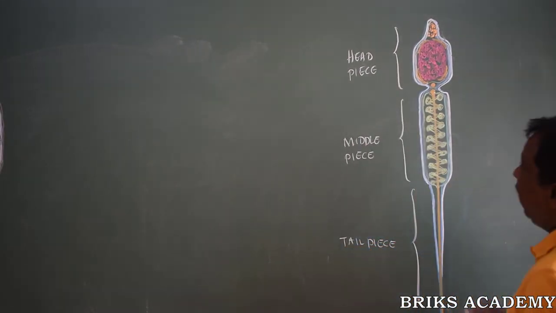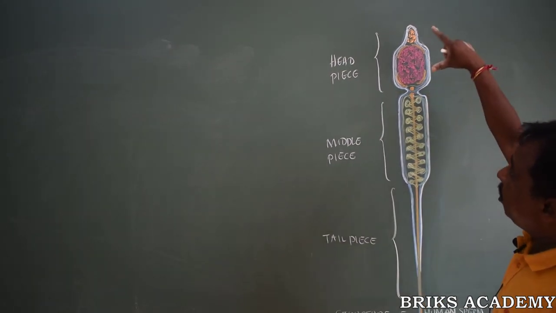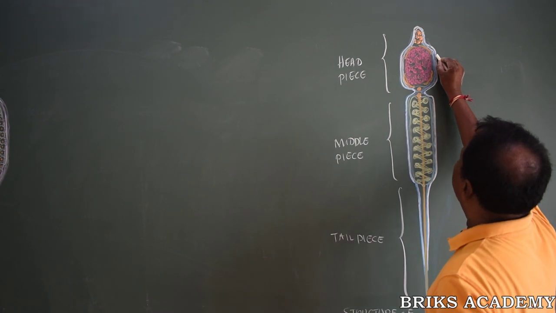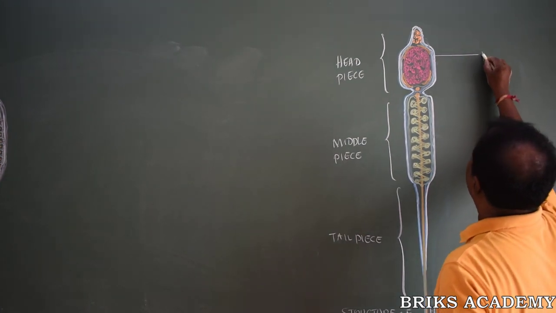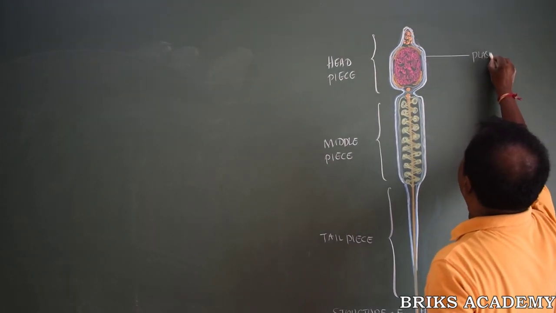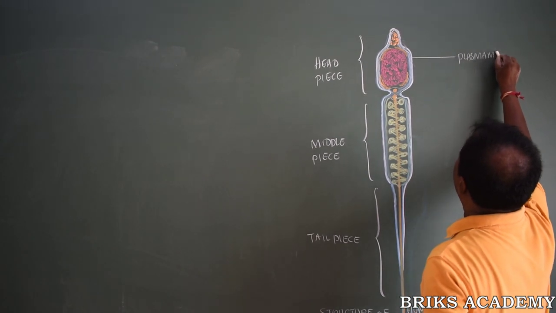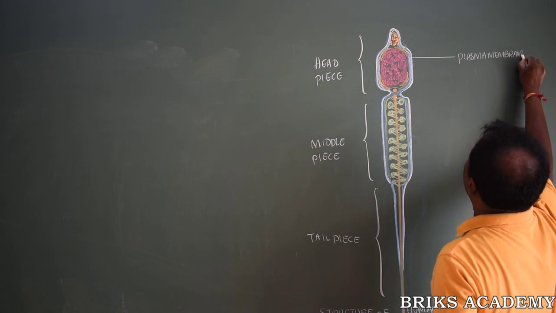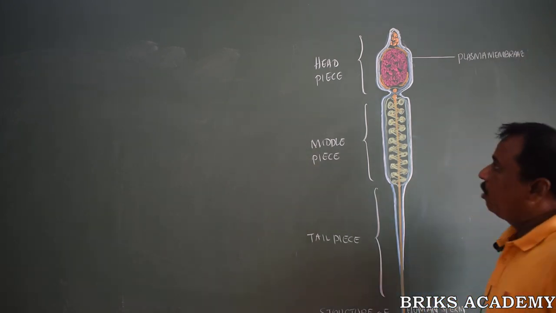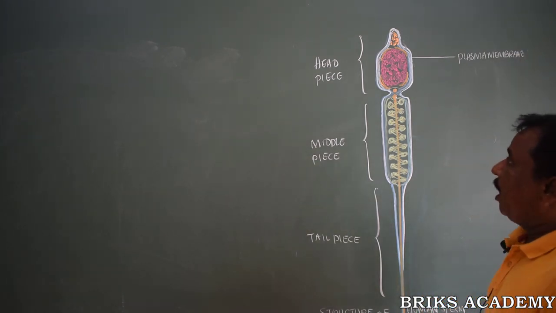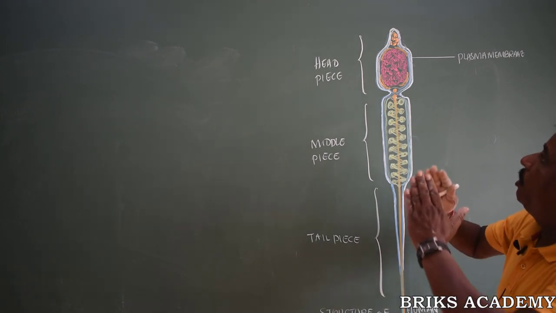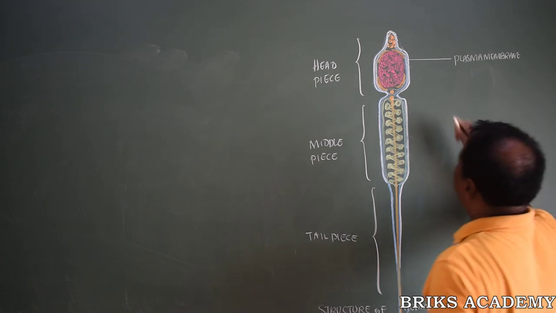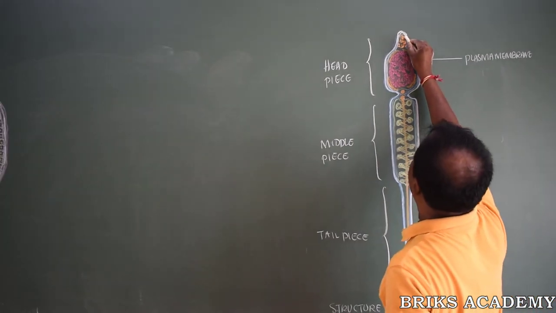Now, the head piece is generally triangular in shape, bounded by an outer limiting membrane. This is called the plasma membrane, which is nothing but a cell membrane. It is the outermost protective covering of the head piece. The head piece is produced in front in the form of a conical projection. This conical projection is called the acrosome.